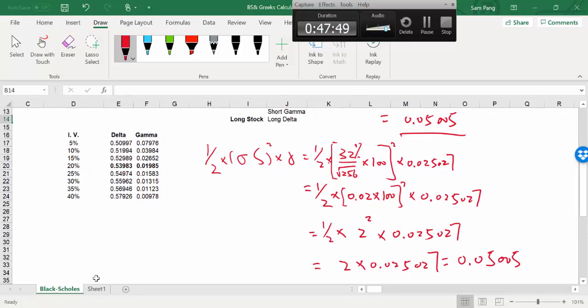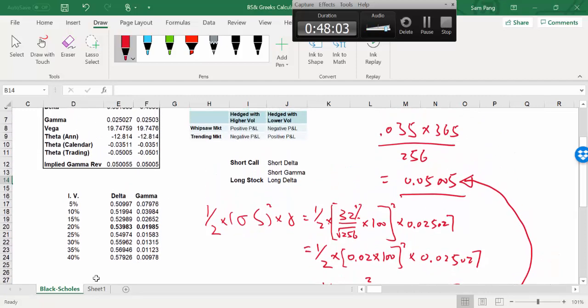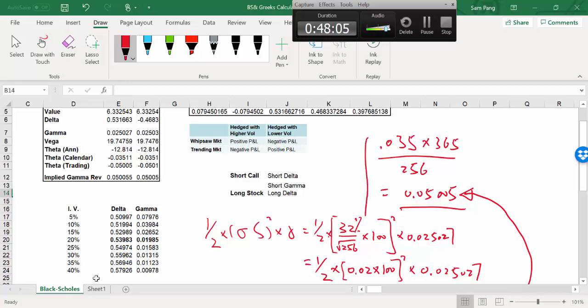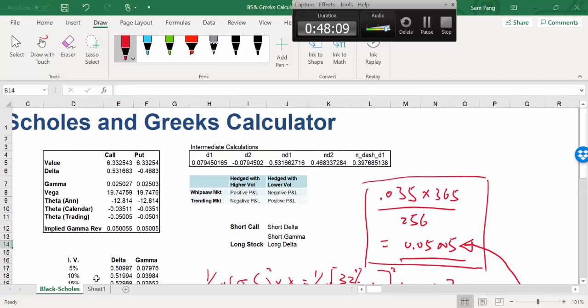0.050054. Okay. Except for the rounding error, if you forgive me for getting something in the 6th decimal place, isn't this the same as that? What is that? That is the trading day theta. Now, this is not a coincidence. Let's try another example.